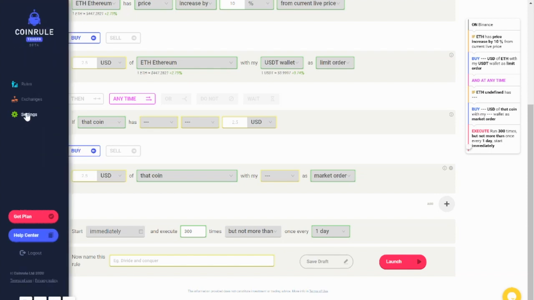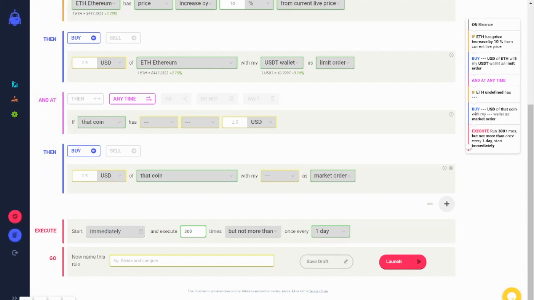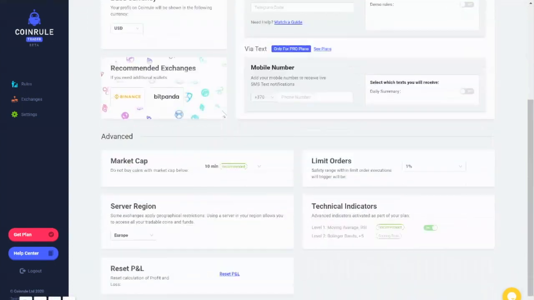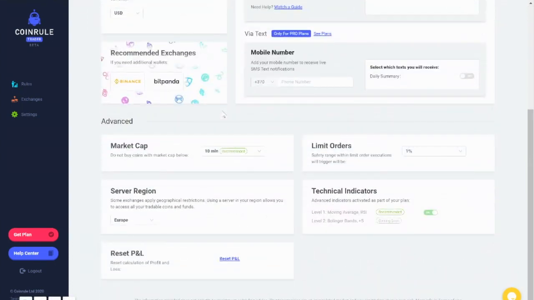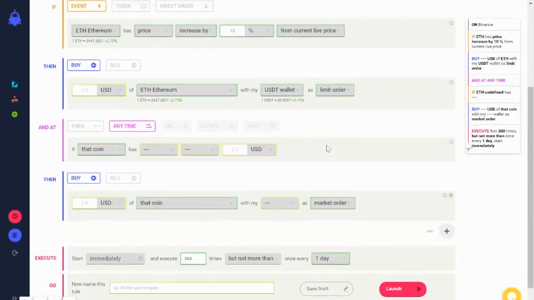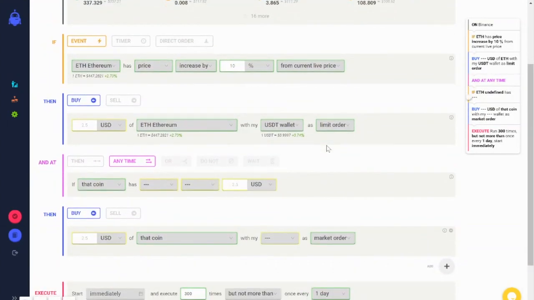If you go into the settings page again, you can set up a minimum threshold, which allows you to have more control over the coin's minimum market cap that the bot will trade at. If you select in the market cap setting, the bot will not buy coins with market cap below, for example, in this case, $50 million. You can define the minimum capitalization you require and run your rules and know that the rule will not buy any coins below that specific market cap.